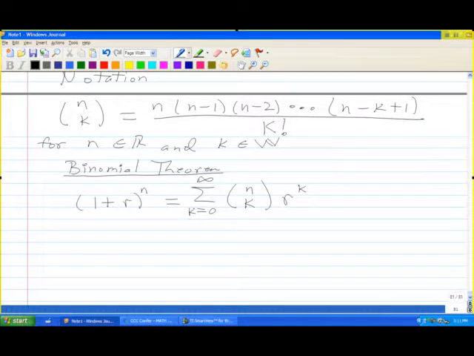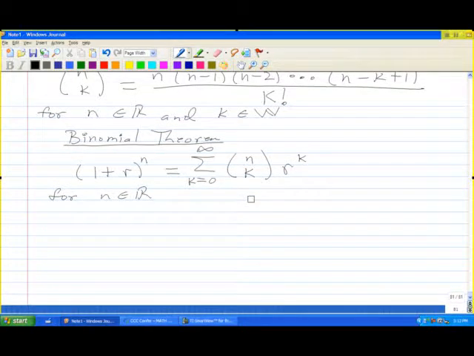And this is true for any number n. So n could be like pi or something. So n doesn't necessarily have to be a natural number, n being some real number, as long as I make that notation. Notice that if n is a natural number, then eventually these nCk's become 0 at the end. So it's really a finite expansion.